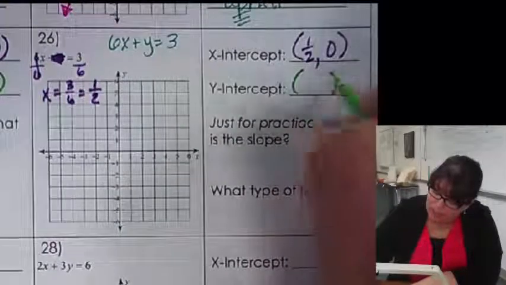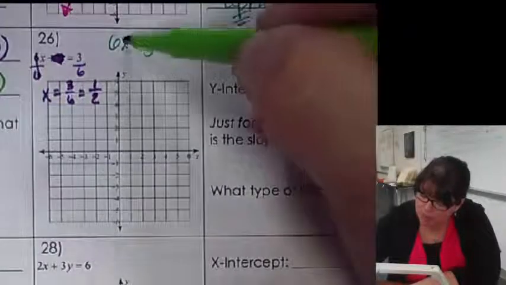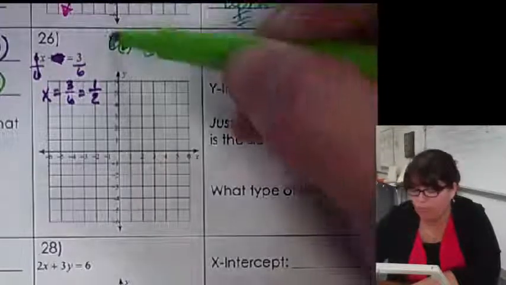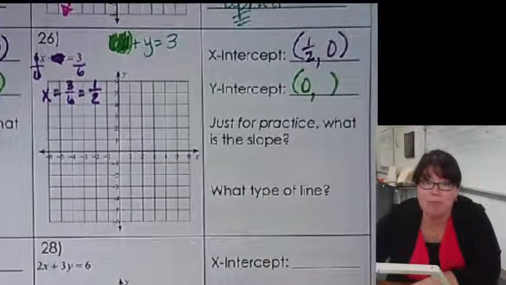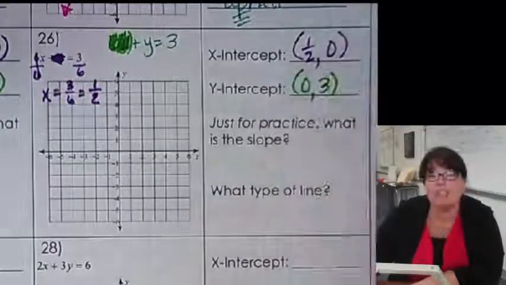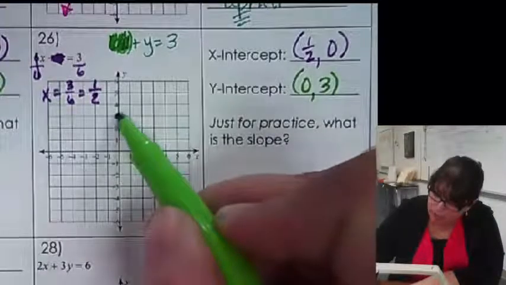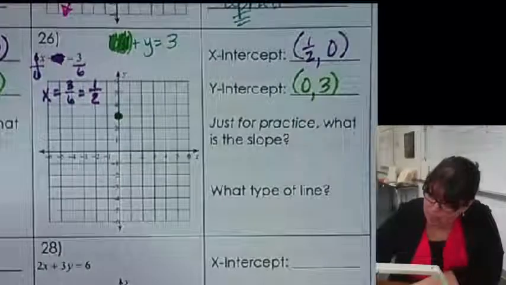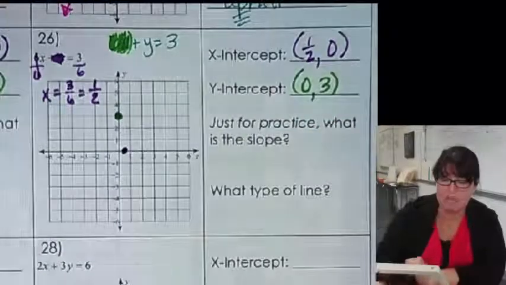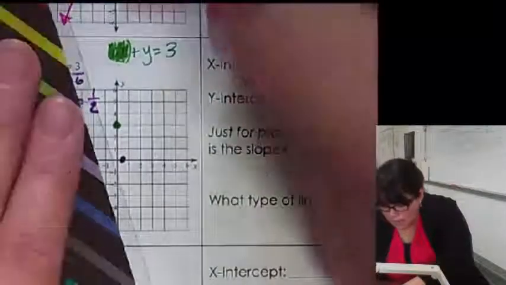Y-intercept, I'm going to plug in 0 for x, and I'm going to see what the y value is. So I go back to my equation, I plug in a 0 here. 6 times 0 is just 0, so this whole term is just going to disappear. And I have positive y equals 3. That's easy. Y equals 3. So there's my 2 points. Let's put them on the graph. Y-intercept is at 0, 3. X-intercept is at 1/2, 0. You can just estimate that the best you can. That's fine. And let's connect these points.